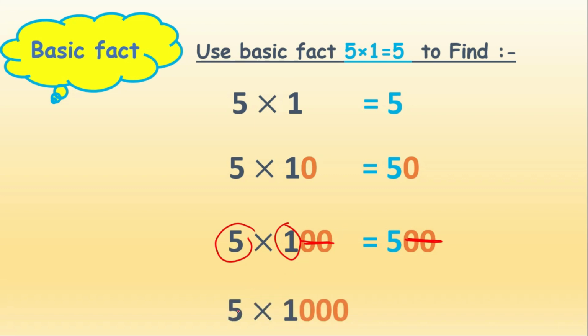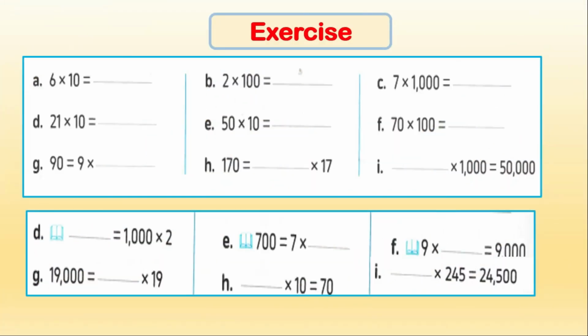After that, 5 times 1000. 5 times 1 equals 5 and drop 3 zeros. It will be 5000. Okay, the idea is easy and simple, and the questions will be easy too. Let's solve the exercise. 6 times 10 equals what? Equals 60.